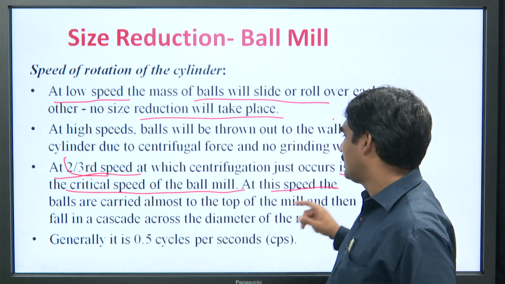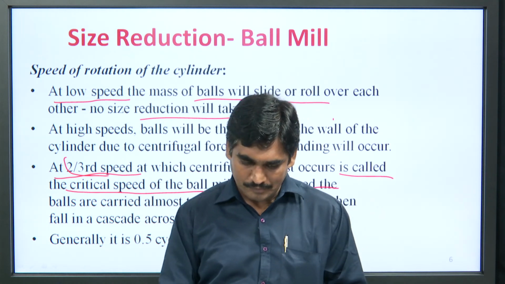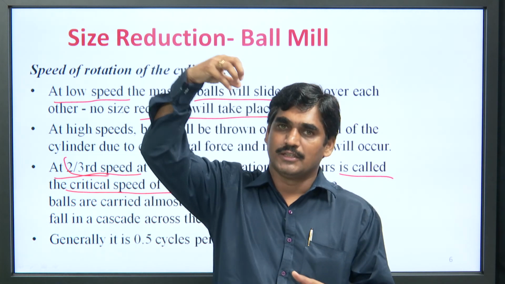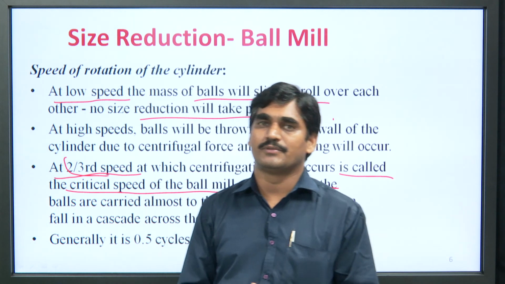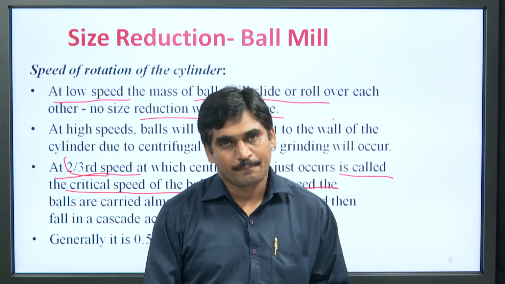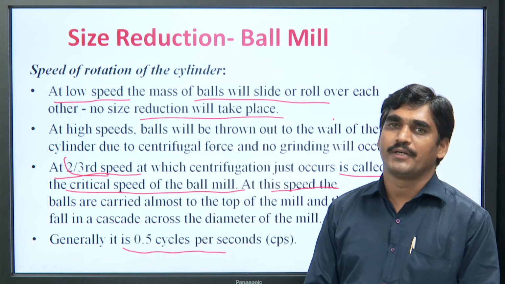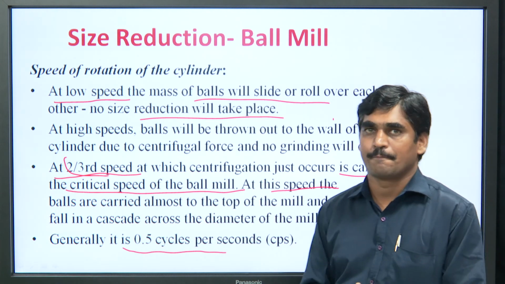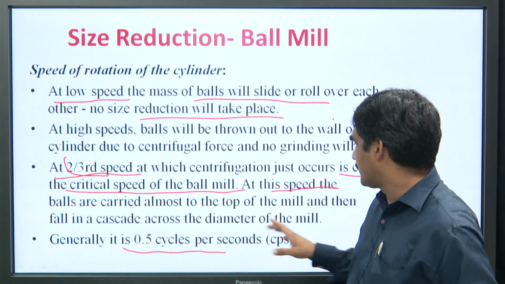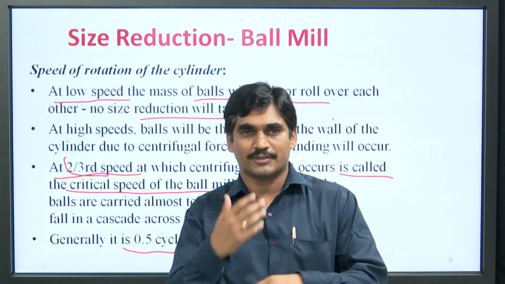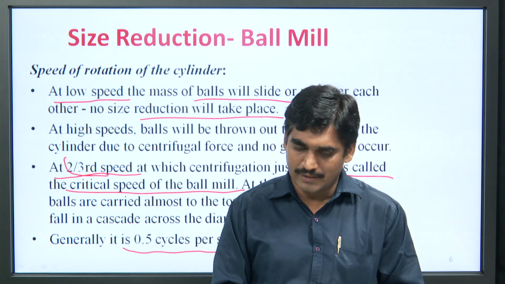At this speed the balls are carried almost to the top of the mill, and then they fall in a cascade across the diameter of the mill, as has been shown in the diagram in the previous slide. So, what is the critical speed? Generally it is 0.5 cycles per second. So, the critical speed of the ball mill is 0.5 cycles per second. With this speed, we can say that optimum size reduction will take place.